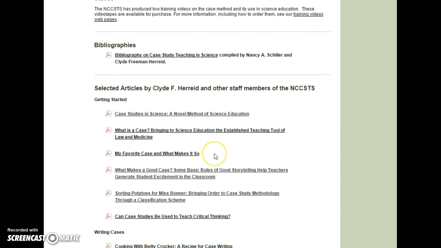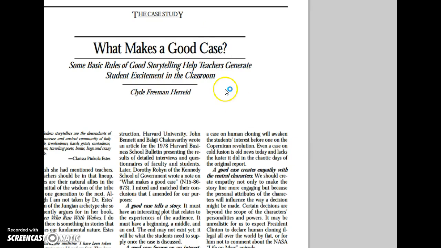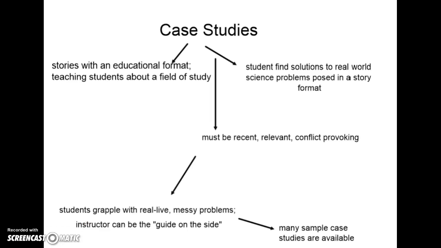The publication that I started off with is What Makes a Good Case? Some Basic Rules of Good Storytelling. Essentially, what I got out of that article is that if you're going to use a case study in your classroom, it must be recent, relevant, and conflict-provoking. Those are all the makers of a good story. That'll get students excited about what you're doing and keep them engaged.